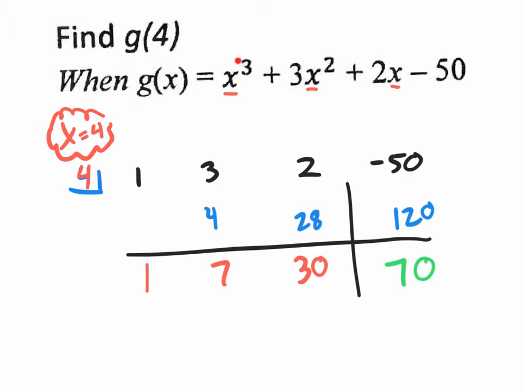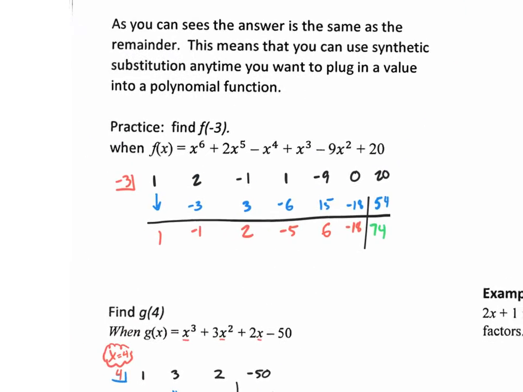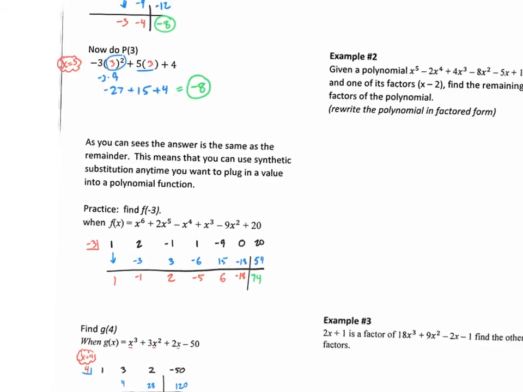4 to the third is 64, and then 4 times, or 4 to the second, 16, 3 times 16. Oh, forget it. It's just easier to do this, right? But if you wanted to, you could do it the old way. So is this essential? No, it's not. But check this out.